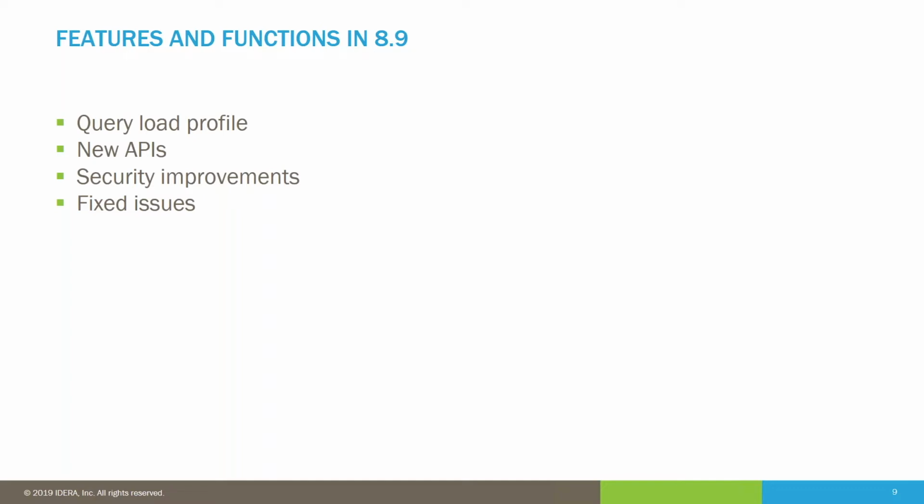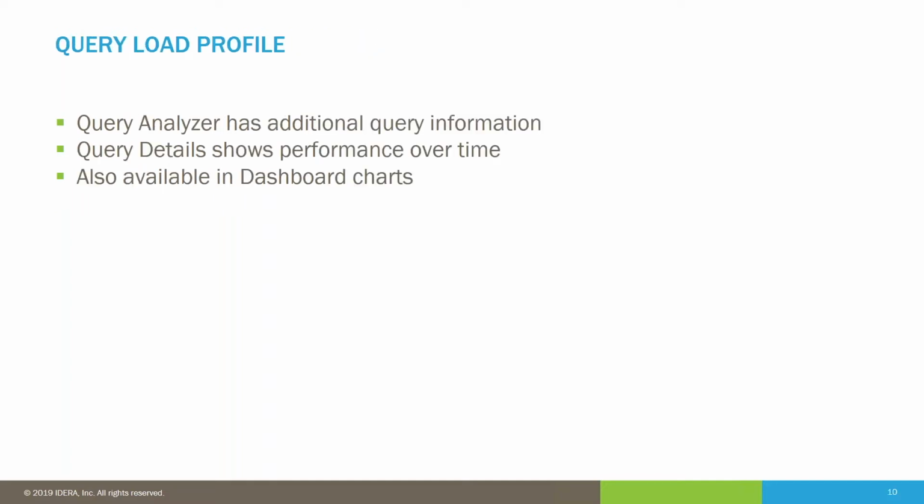The query load profile is an addition to the screen when you're doing query analysis and looking at the results from the sniffer. And the APIs, as I said before, are a way of doing administrative tasks within DM for MySQL: adding servers, configuring alerts, turning them on and off, things like that. Those I'll talk about in more detail at the end. As I said, there's a little bonus section at the end. Security improvements, and then fixed issues.